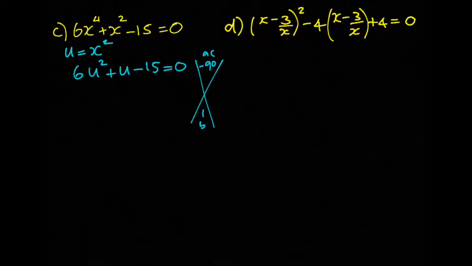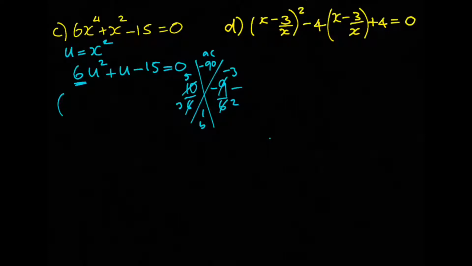So this one's pretty simple. We've got 10 and negative 9. They both add to give 1 and multiply to give negative 90. So we've still got to divide by 6 because we've got 6 out the front of the u squared. And then we break that down to 5 on 3, negative 3 on 2.